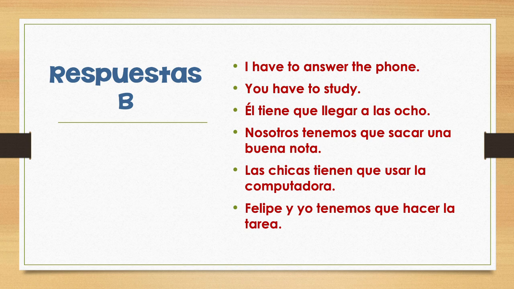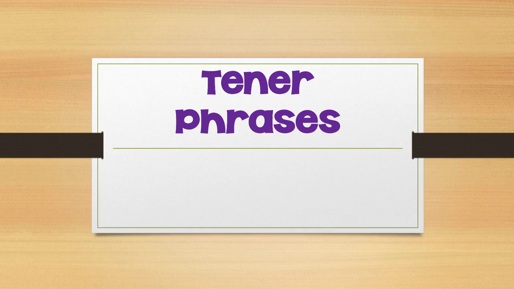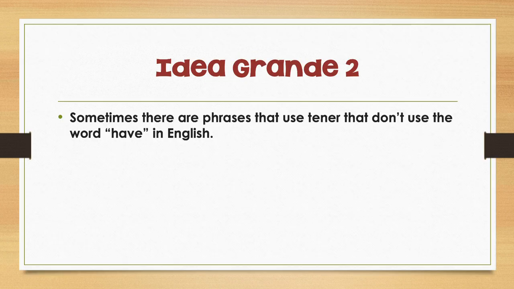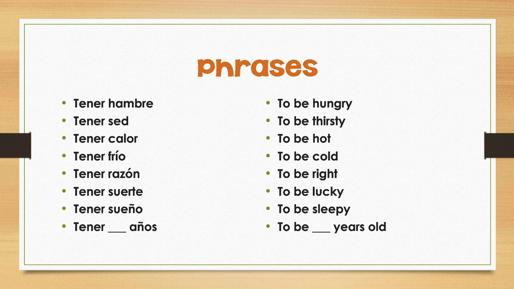Okay, so tener plus que is one example of a tener phrase, how we can put something together. Next, we're going to look at, in part three, other words that we can combine with tener to make kind of colloquial phrases. So phrases that don't translate literally into English. All right, so our big idea here, sometimes there are phrases that use tener that don't actually use the word have in English. And here are a good starter set for you.